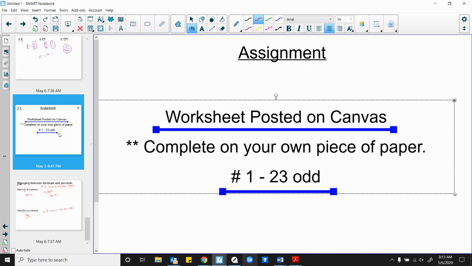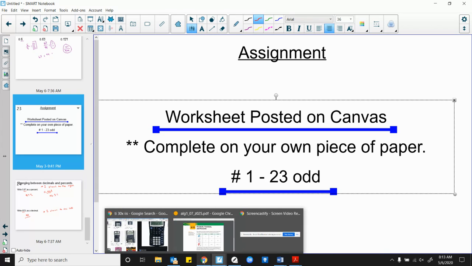So here's the assignment. Same thing. I'll put the worksheet on Canvas. We're doing 1 through 23 odd.